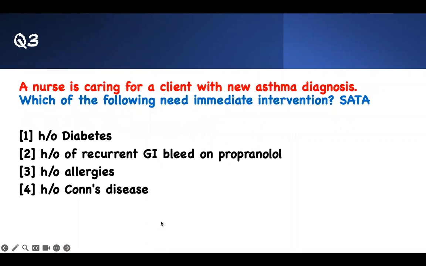Third question. A nurse is caring for a client with a new asthma diagnosis. This question is critical thinking. I want to know how you can think critically. Which of the following needs immediate intervention? Select all that apply. You know I like select all that apply. Patient keyword: asthma. Okay, I need intervention. I did not give you any information. You have asthma. Which one do you need to intervene on? Then you think, asthma patient, what do they need? They need a bronchodilator.